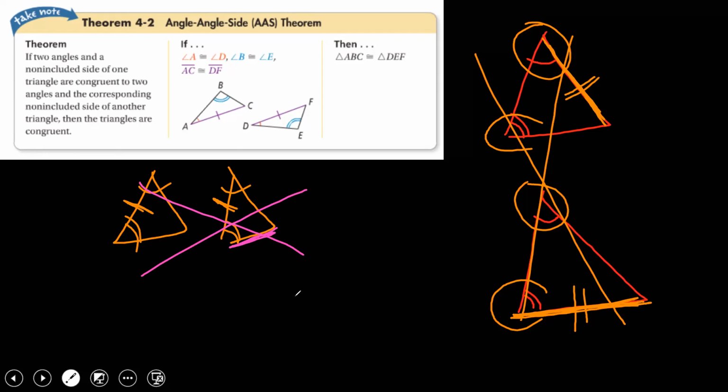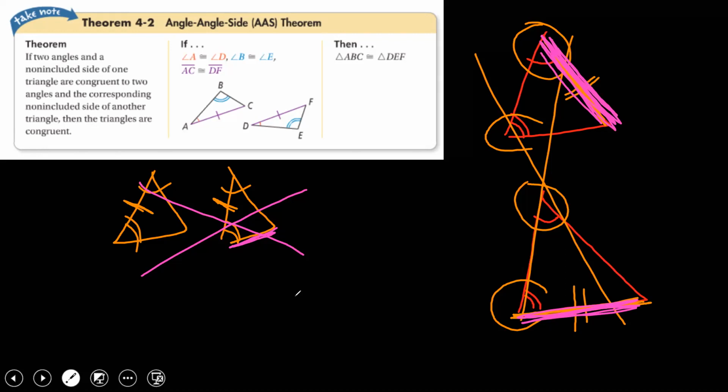Here also, as I told you, I mean not any side. I didn't tell you that it must be included. I told you it's not included, but it must be the same corresponding side. In the first one, with the pink color, the pink side is not included with the angles. And in the second one, it's not included with the angles, but they are not corresponding to each other. So I will not say that the two triangles are congruent.